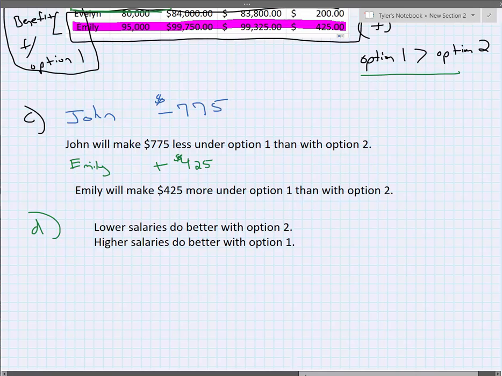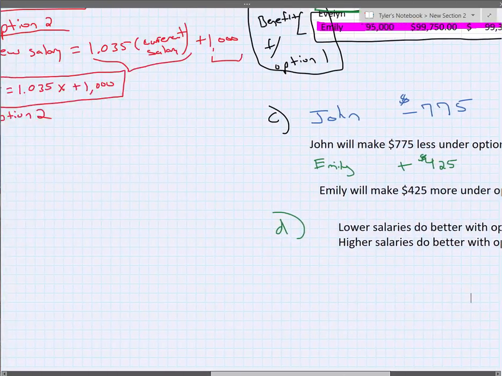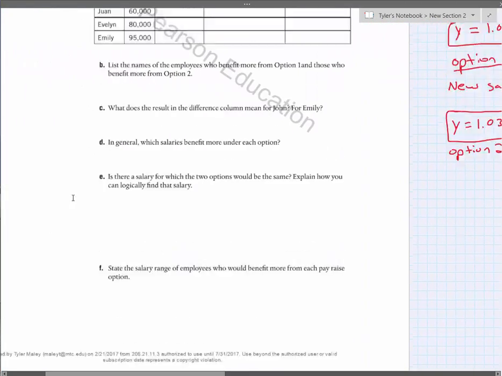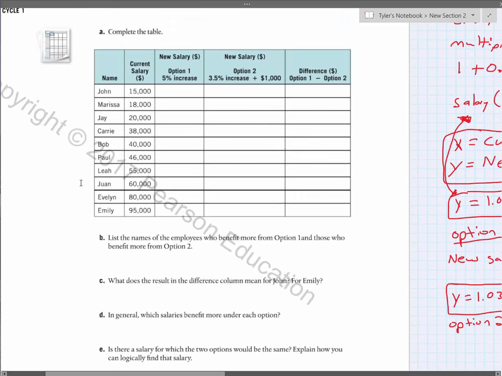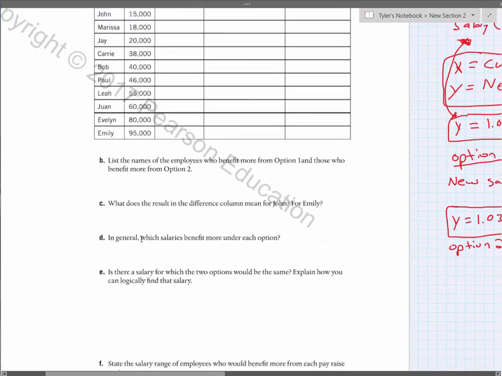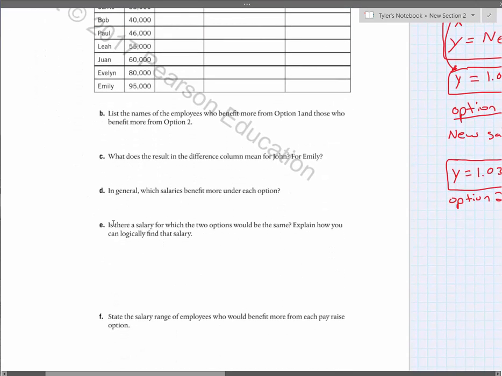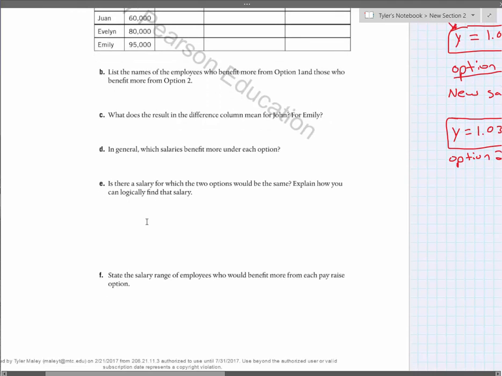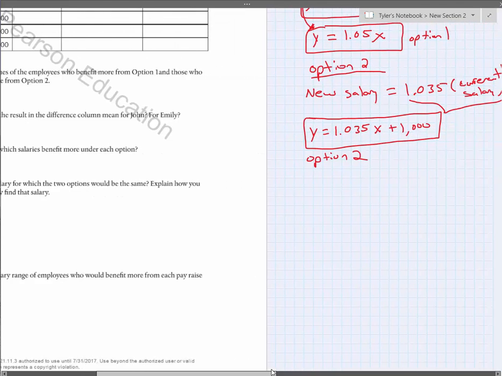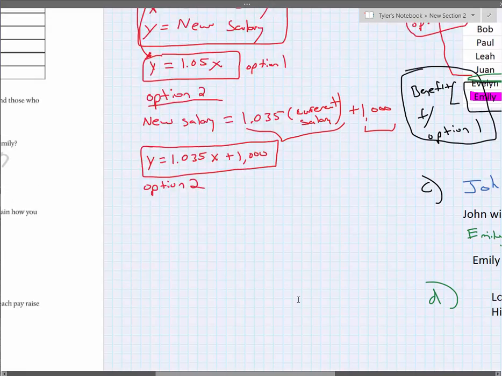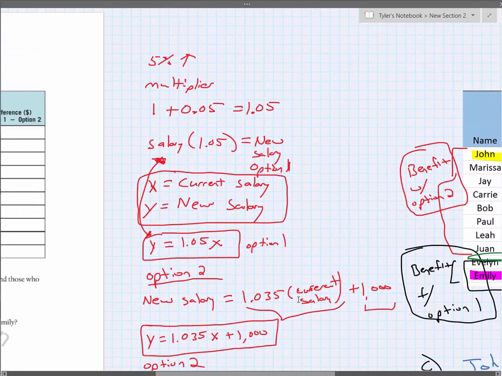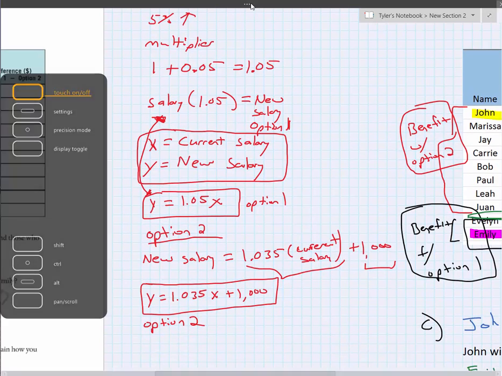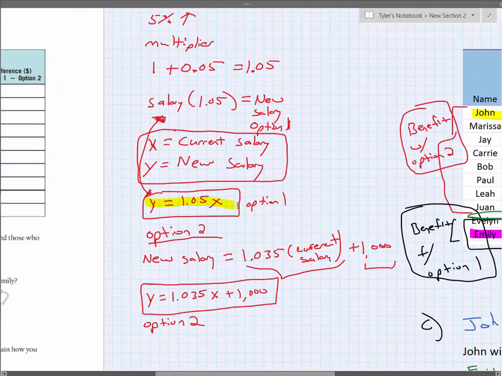So then if you're looking at part E now, I'm not writing on this page because I didn't feel like I had enough room to write, at least not for making this video. That's why I've kind of fallen off this, but you could be filling this in as we go. So now we're in part E. Is there a salary for which the two options would be the same? Explain how you can logically find that salary. The easiest way to do this is actually thinking about this algebraically. That's why I made these two equations here.